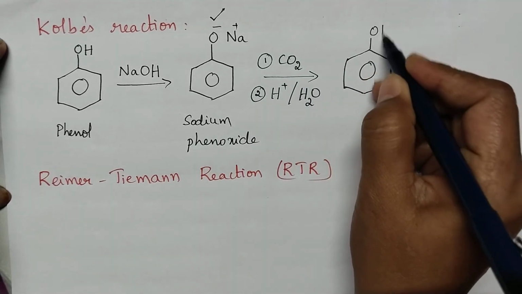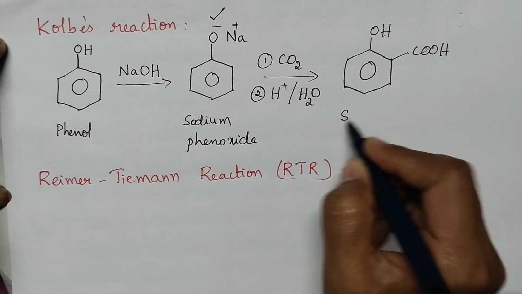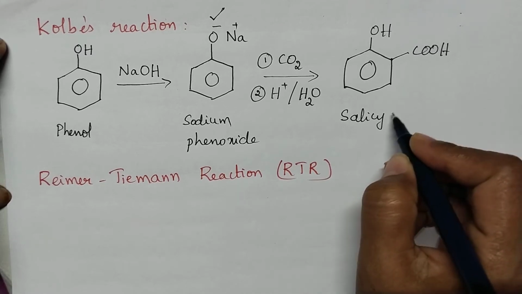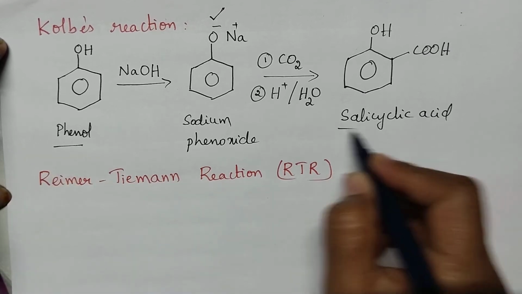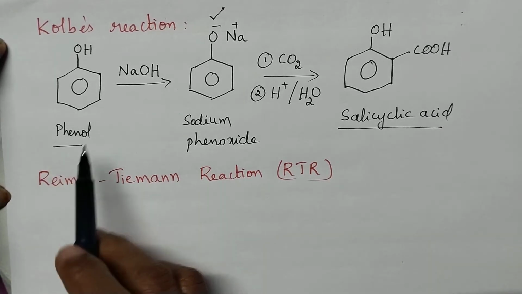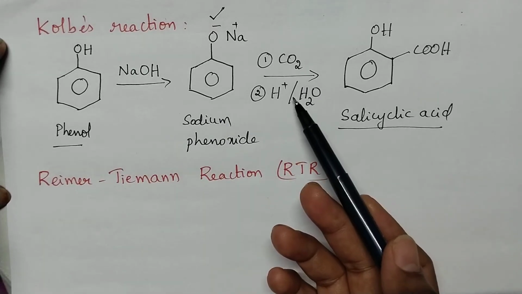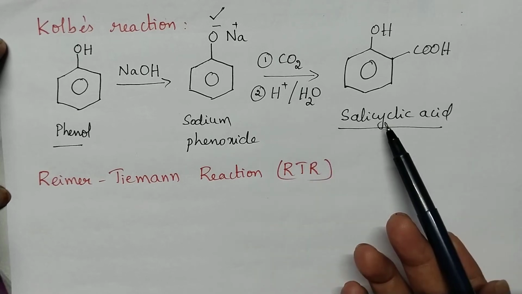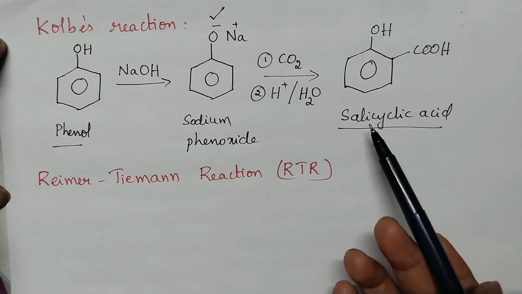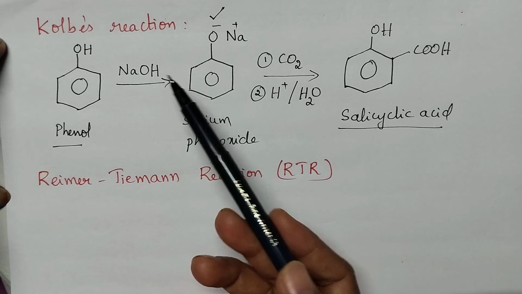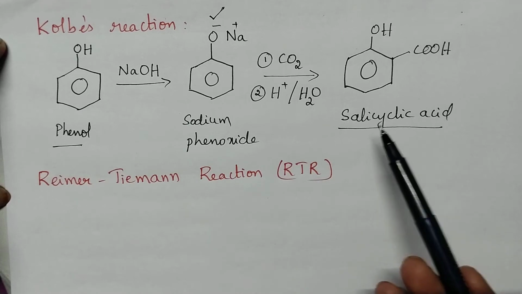Then it results in the formation of the product. What is the name of the product? Salicylic acid. Phenol on treatment with alkali followed by carbon dioxide and hydrolysis in the presence of an acid results in the formation of salicylic acid. Students, is it clear about Kolbe's reaction? What is the importance of Kolbe's reaction? It is possible to convert phenol into salicylic acid.